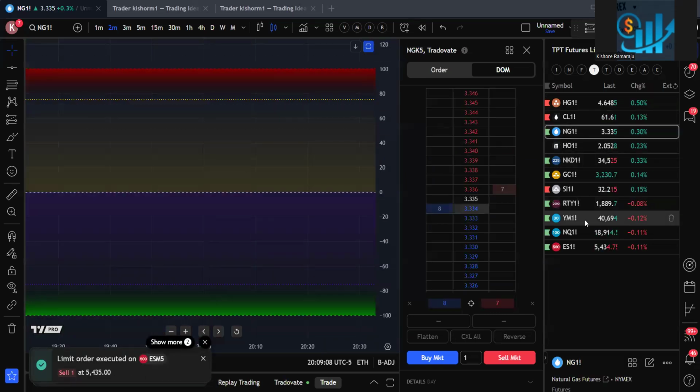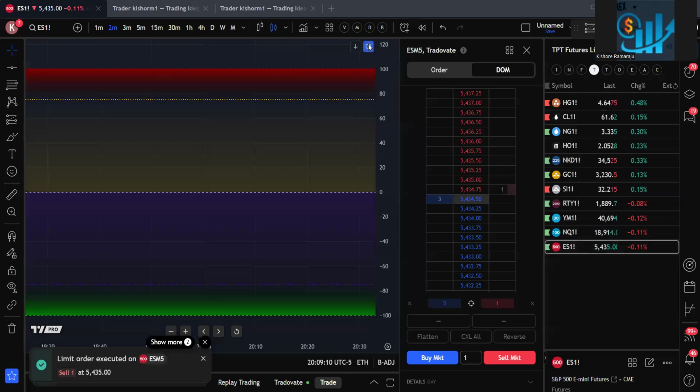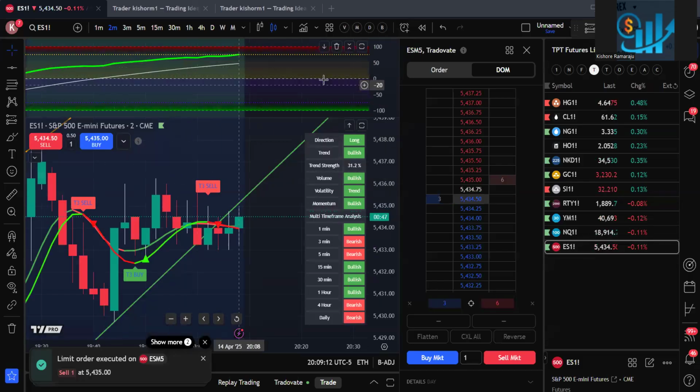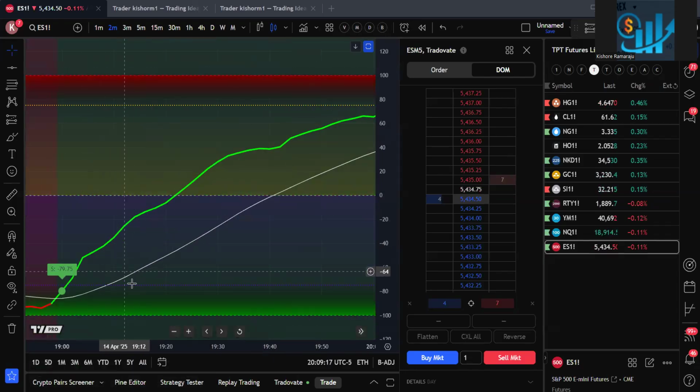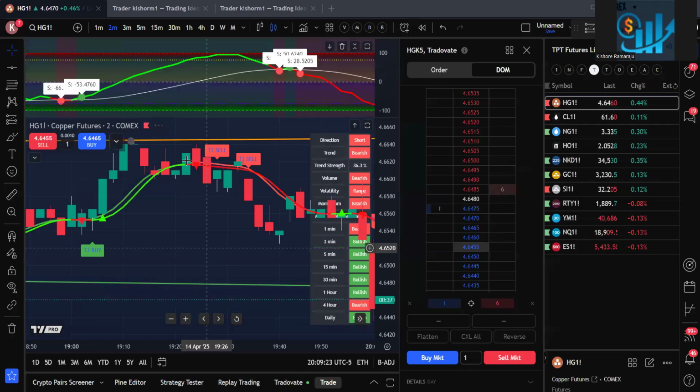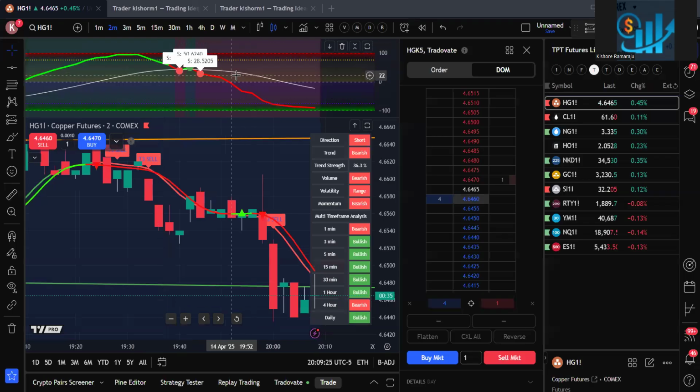For example, ES, we see there is a nice gap, right? Generally, if it is green and white, that means it is bullish. If it is something like this, that means it is bearish, right? If there is a nice gap between.